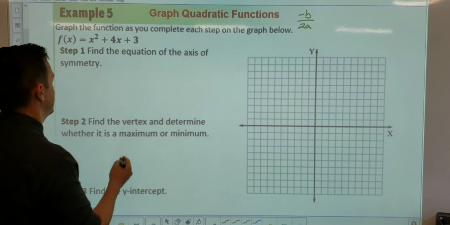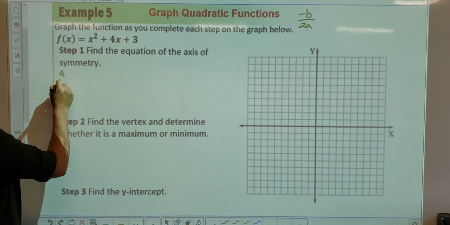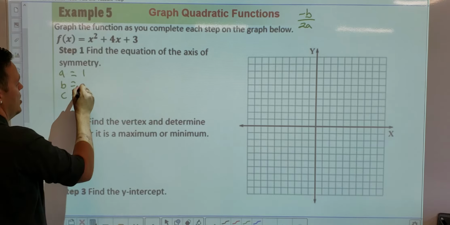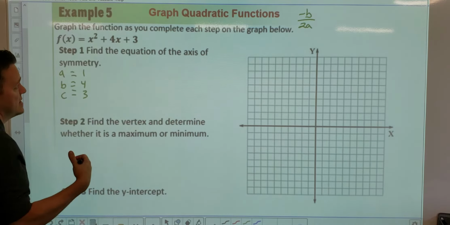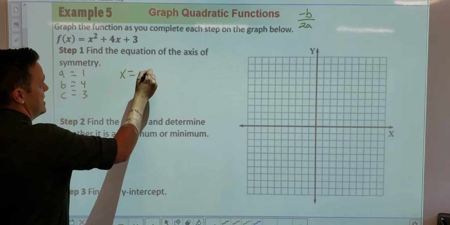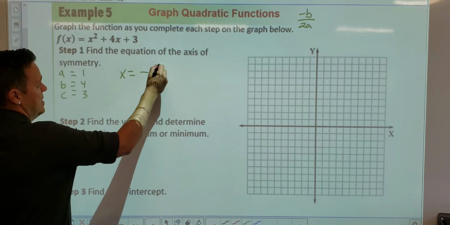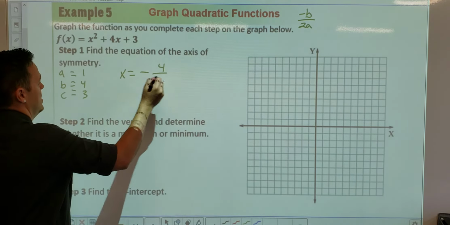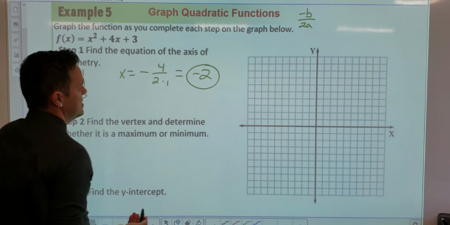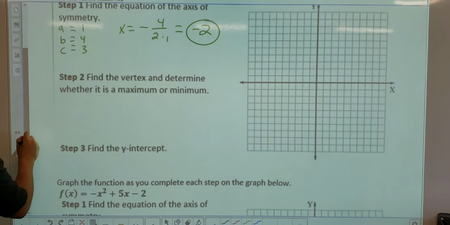All right, axis of symmetry. So we got A, B, C. Okay, so we got 1, 4, and 3. Same thing we've been doing all throughout this process. So it's going to be x equals the negative of b over 2 times a. So my axis of symmetry is negative 2. Simple enough. Find the vertex.